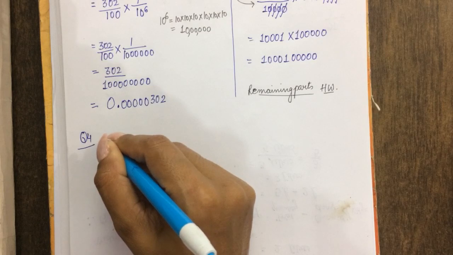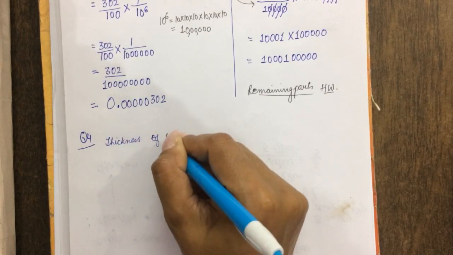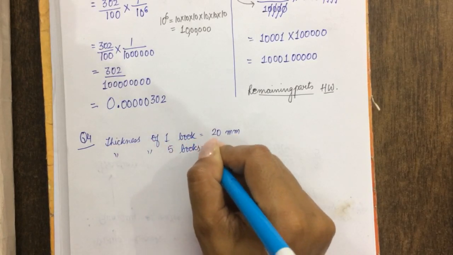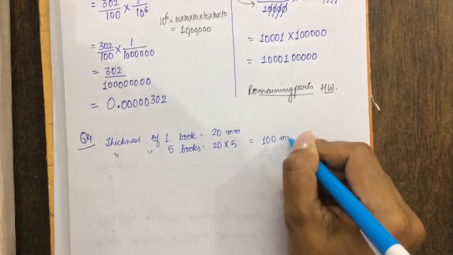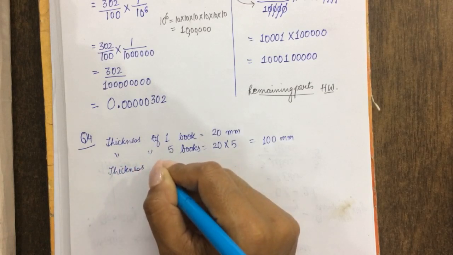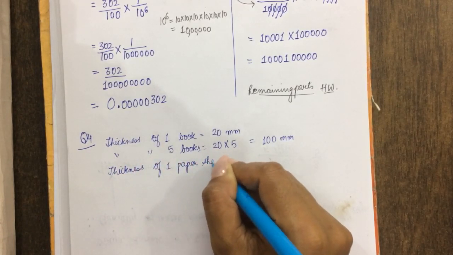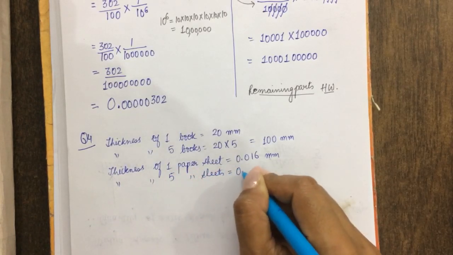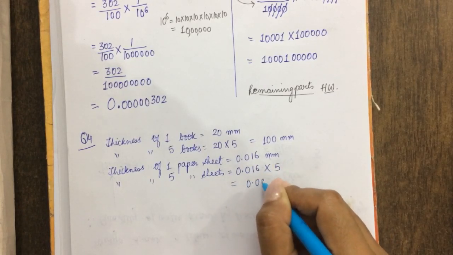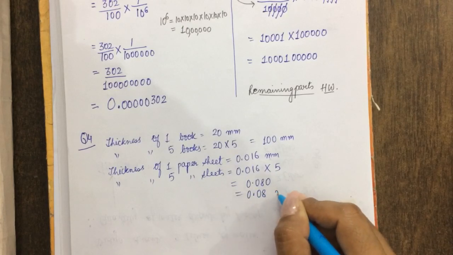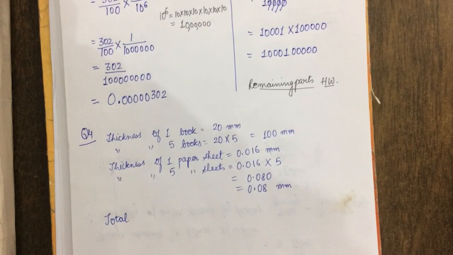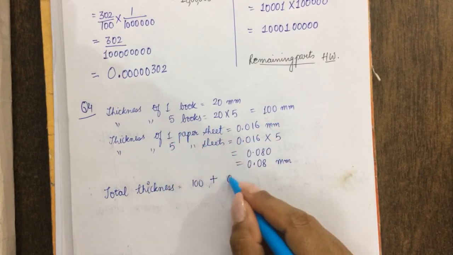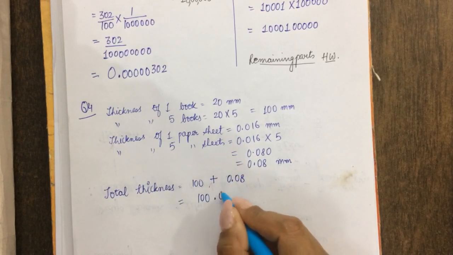I'm proceeding with the way you would do. So thickness of one book is given as 20 millimeters. From here, thickness of 5 books, so 20 multiplied by 5, this will be 100 millimeters. Then I'm proceeding to find out the thickness of 5 sheets of paper. Thickness of one paper sheet is 0.016 mm. So from here, thickness of 5 paper sheets will be 0.016 multiplied by 5. This will be 0.080. This 0 from the end can be ignored because it's a decimal number. Now I have to find out the total thickness. So 100 for the books plus 0.08 for the sheets of paper. This gives me 100.08 mm.